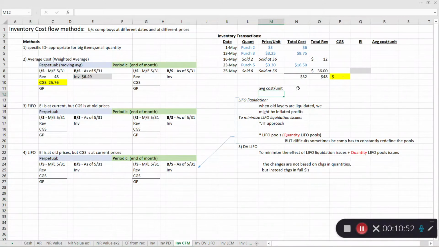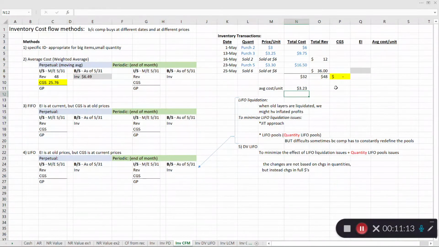It's going to be equal to the 32 here, that's the summation of all the purchases, divided by all the units I purchased. So I purchased 2 here, 3, and 5, that's a total of 10 units. So when I divide it by 10, I'm analyzing it for the whole month. And the average for the whole month is 323.